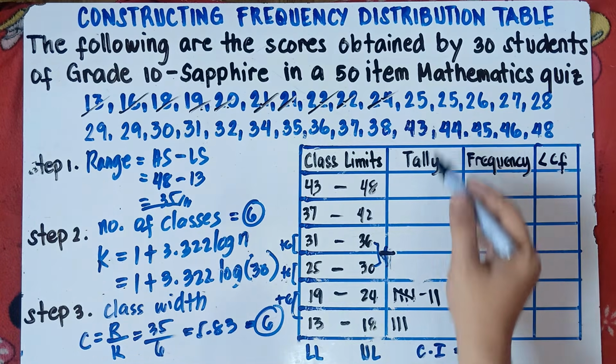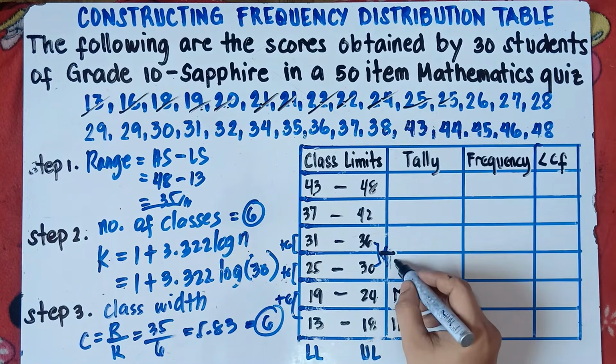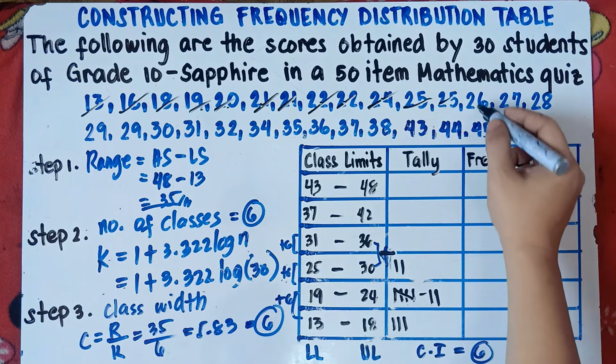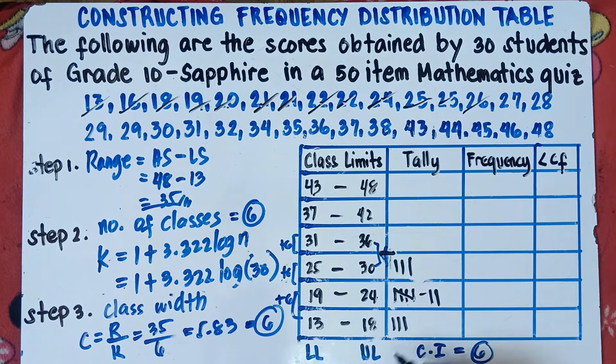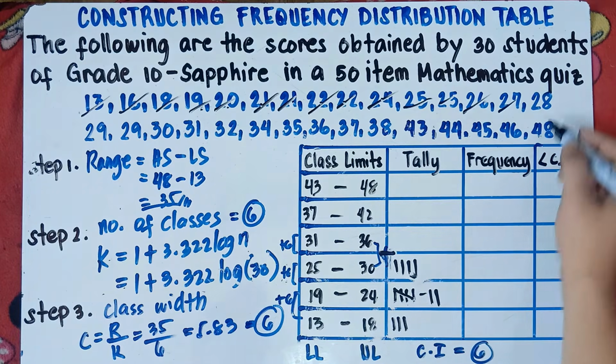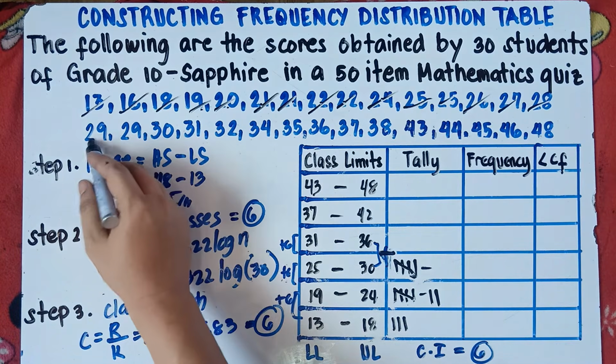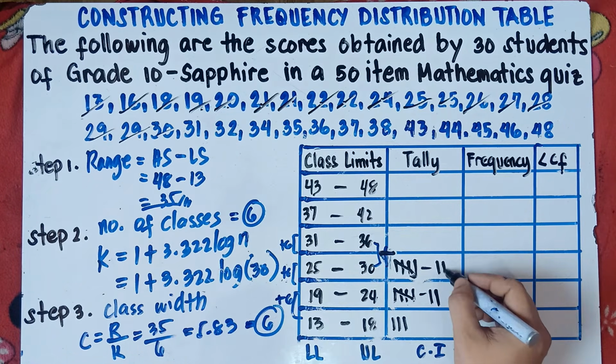Alright, 25 to 30. The scores, we have 2 25. So 1, 2. Then 26, 3. Alright, and then 27, 4. Then 28, 5. 29, of course, including 30. So 1, 2, 3.